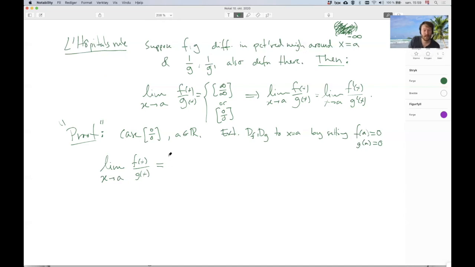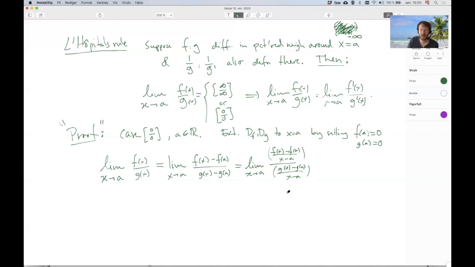What next? This means we can express this limit here as x tending towards a of f of x minus f of a divided by g of x minus g of a. What can we do next? Well, let's multiply by 1 in a way which puts the derivative of these two guys into play. So what I do is I divide up here by x minus a, and I divide down here by x minus a. So what I did now was multiply by 1 because I can cancel this against this.